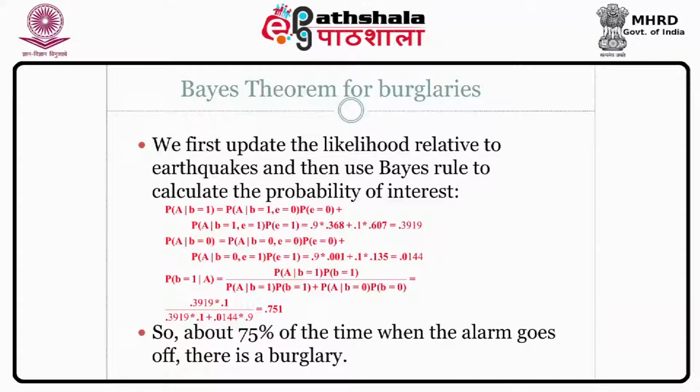Now this is based on these two sums. One is probability of A given B equal to 1, E equal to 0, times probability of E equal to 0, the chance that an earthquake doesn't occur, plus probability of the alarm ringing given a burglary occurs and an earthquake occurs, multiplied by the chance that an earthquake occurs. That we compute.